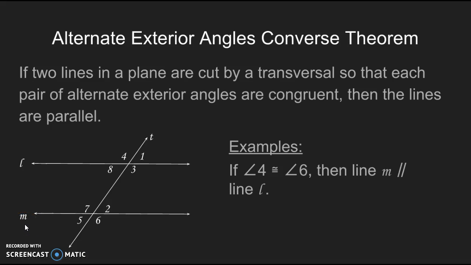Now the alternate exterior angles converse theorem, which is similar to the others, but it's just the exterior angles this time. It says if two lines in a plane are cut by a transversal so that each pair of alternate exterior angles are congruent, then the lines are parallel. An example would be if angle 4 is congruent to angle 6, then line M is parallel to line L.